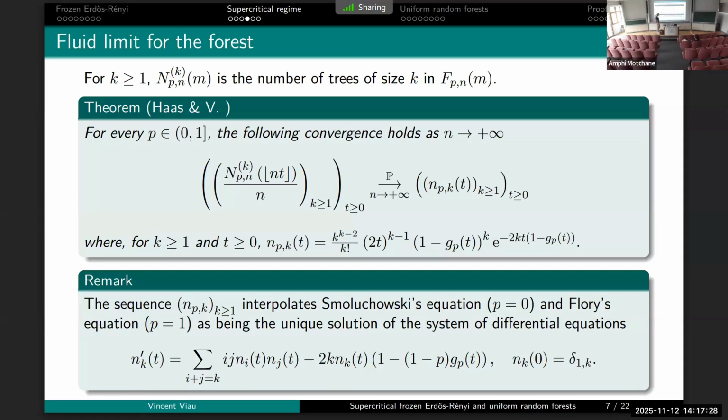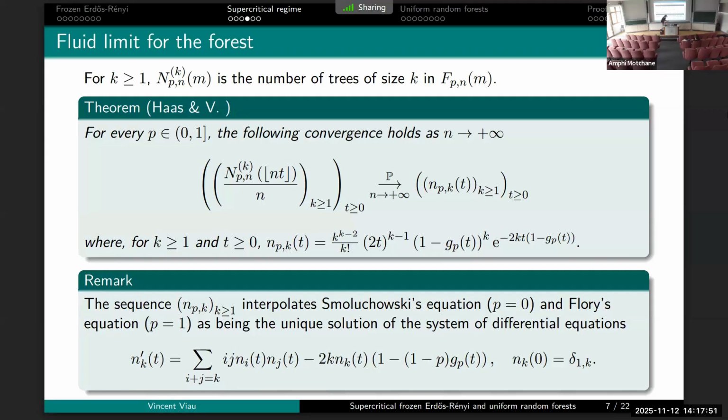This N now, is it the same as the frozen component or is it different, the capital N? No, the capital N is a notation for the number of trees of fixed size. Okay, so it's a different thing. Yeah, maybe the notation is not... Yeah, I was just trying to follow. Sorry. No problem.